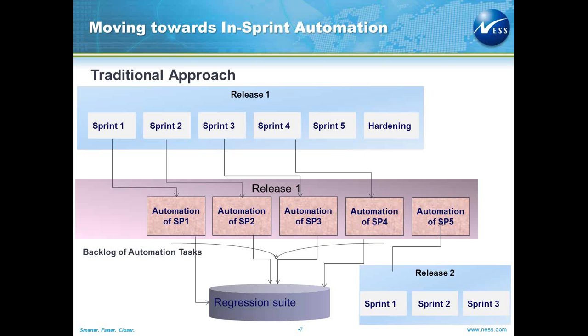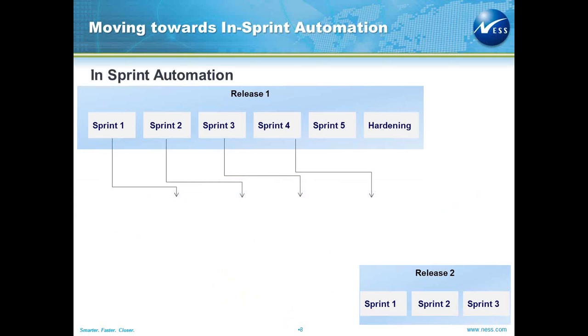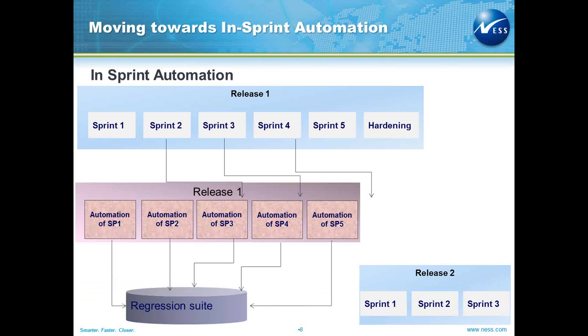Now how to get back to what we want to achieve, and that is in sprint automation. Let us see this. Okay, so I have my sprints. I have sprint 1. I'll automate all my features in sprint 1. Similarly for sprint 2, sprint 3, sprint 4 and 5. If I do this, what are the benefits that I get?